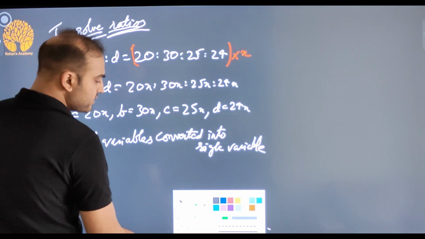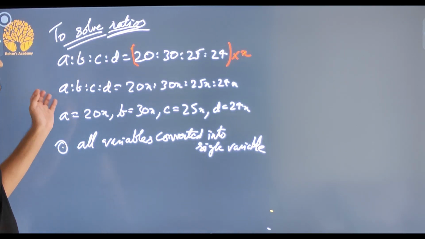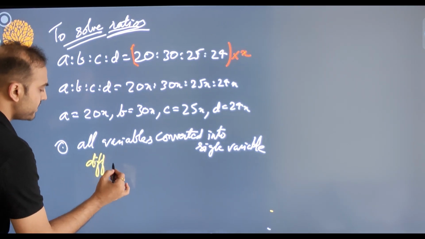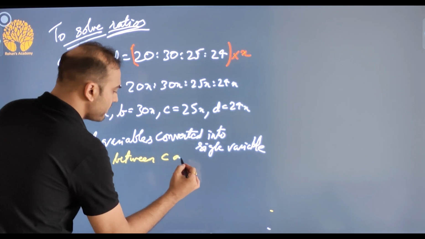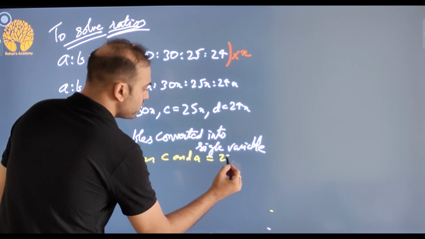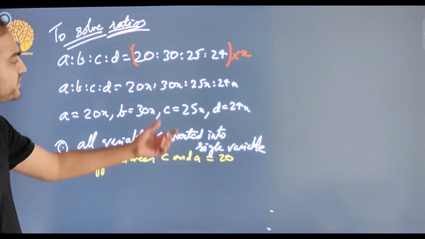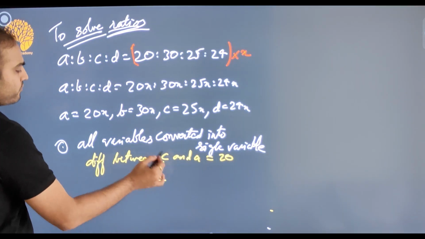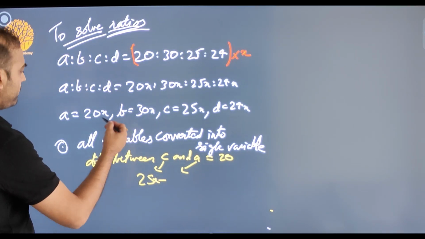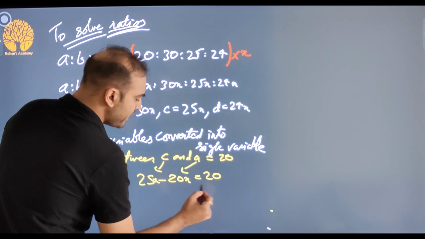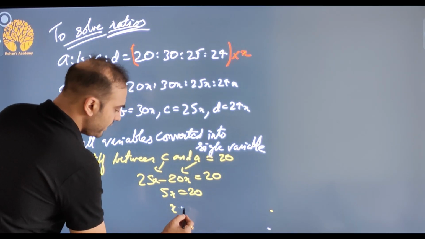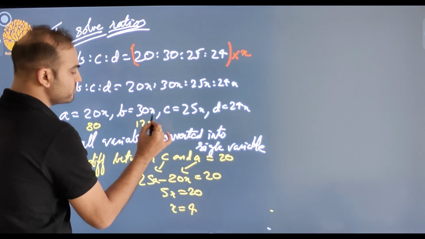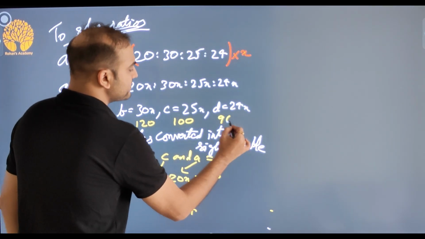Say for example we solve some question. Say the question is: difference between C and A is 20. So in place of C, I write 25x. Difference means minus. In place of A, I write 20x, is equal to 20. 5x is 20. x is 4. Now that I know x is 4, A becomes 80, B is 120, C is 100, D is 96.